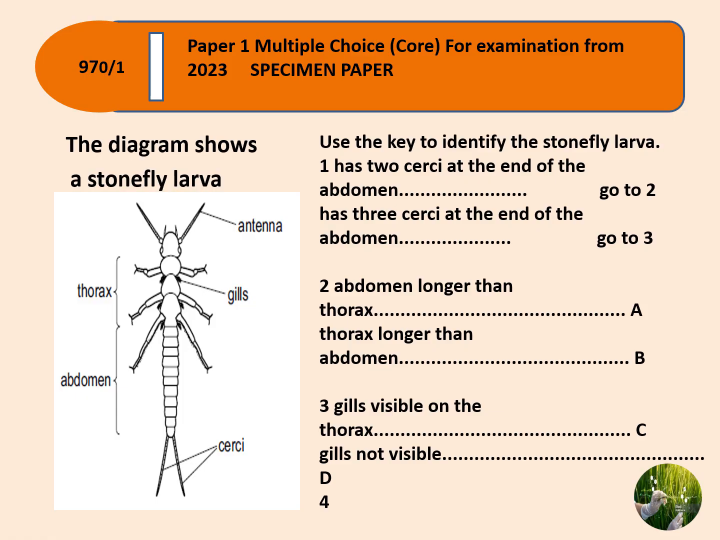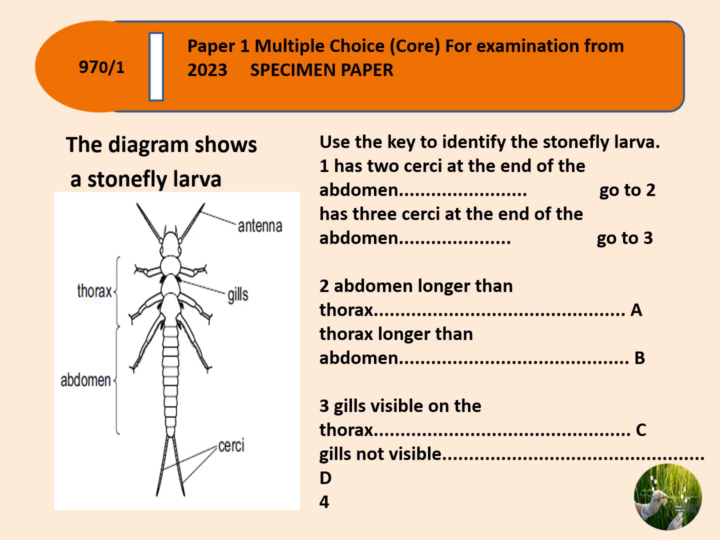So if we go through this key, use the key to identify the stonefly larva has two cerci at the end of the abdomen. So how many cerci this given larva has? Two. Then you have to go to 2. If you have 3 cerci, you go to 3. So now in our case, because there are only 2 cerci, we go to 2.